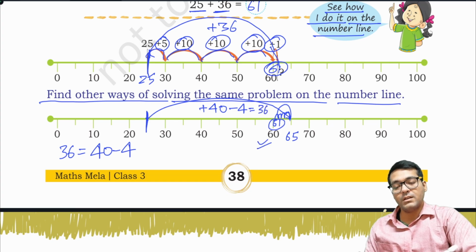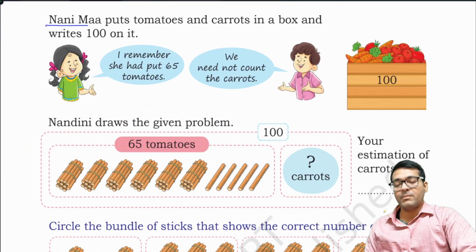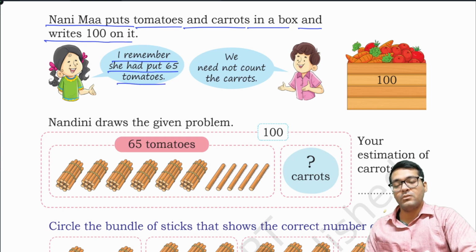Again you will get 61. Nani Maa puts tomatoes and carrots in a box and writes 100 on it. Nandini says, I remember she had put 65 tomatoes. Chirag says, we need not count the carrots.